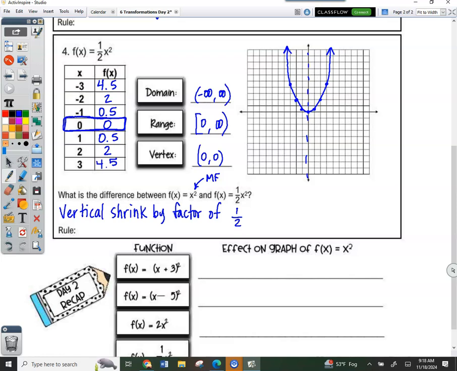Everybody with me? Okay. A vertical stretch by a factor of 2 is like doing this. Do you see how I pulled my arms apart and it gave this image of now we have a tighter curve, I guess you could say. You see the stretch?